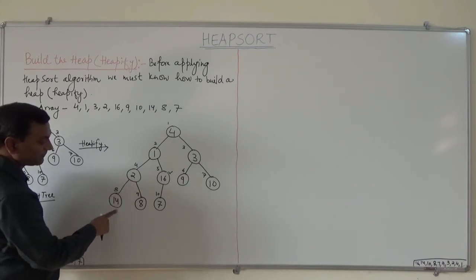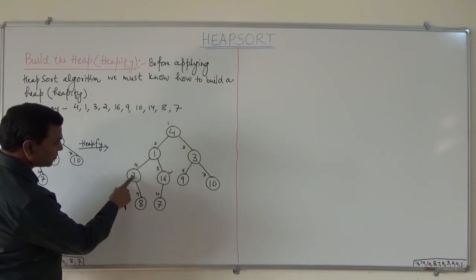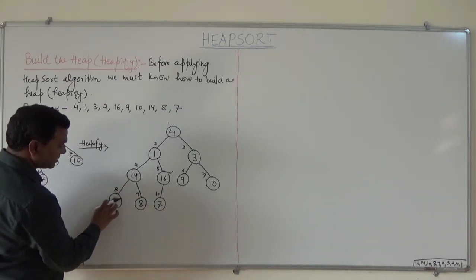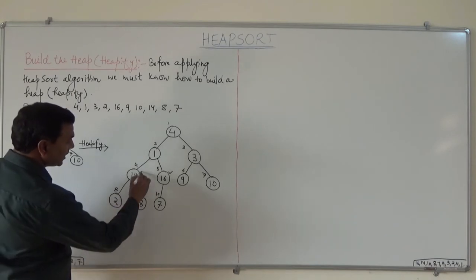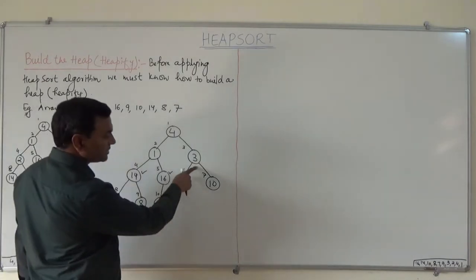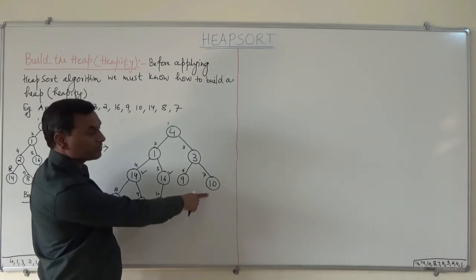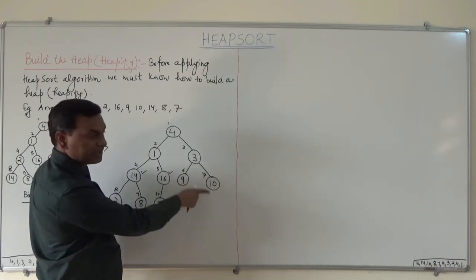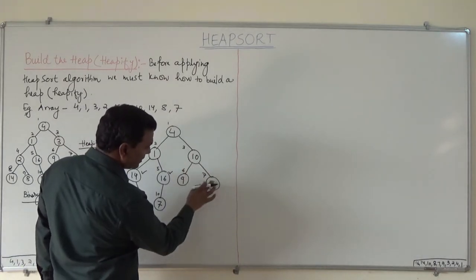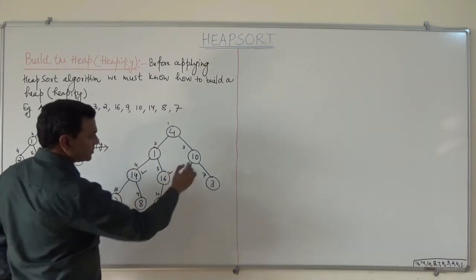But we have to take care and we have to interchange this 2 with the greater value. So this 2 and 14 should be interchanged. Now it is okay. Now this 14 is greater than 2 and 8. Now we will see this 3. This 3 is less than 9 and 10. So 3 and 10 should be interchanged. So this will be 10 and this will be 3. So now it is okay.